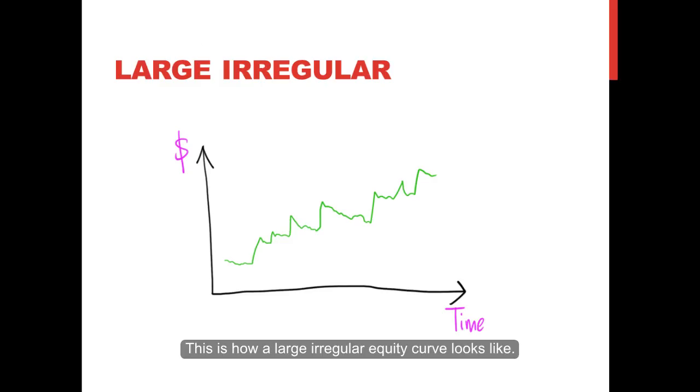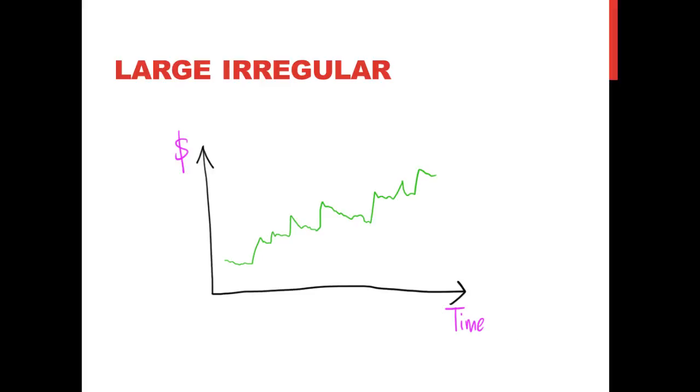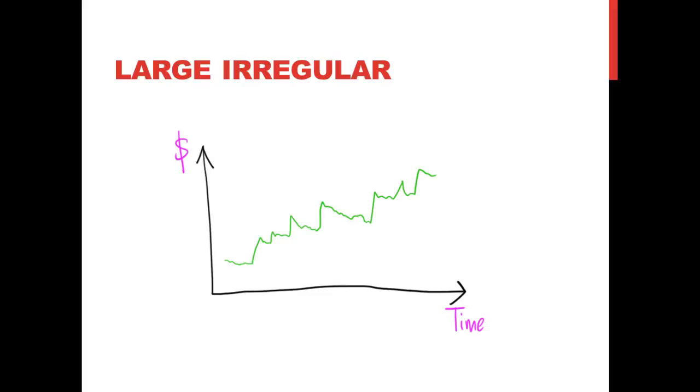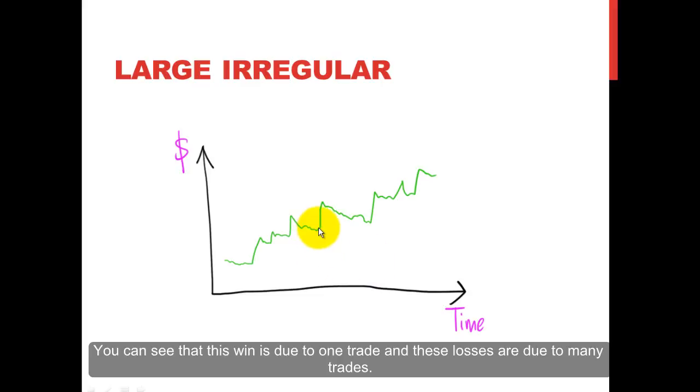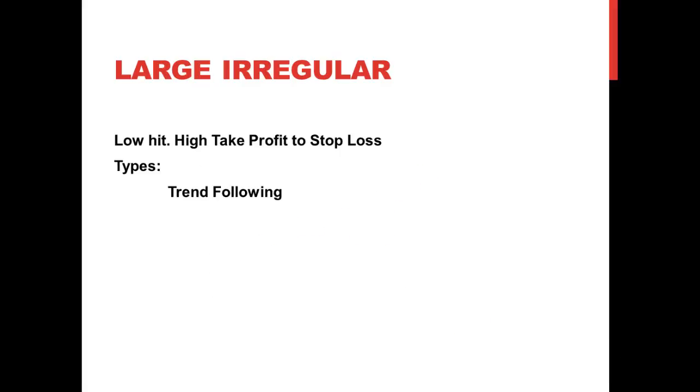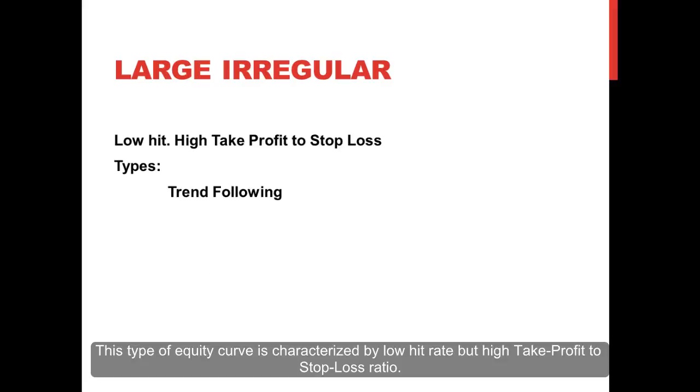This is how a large irregular equity curve looks. By large, I mean that the wins are large in size compared to the losses. You can see that this win is due to one trade, and these losses are due to many trades. This shows that we have a low winning percentage, but when we do win, we win a lot more than we lose. This type of equity curve is characterized by a low hit rate, but a high take profit to stop loss ratio.